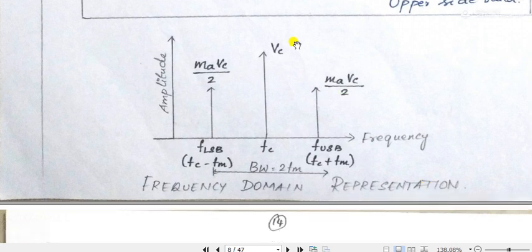The amplitude of the carrier is denoted as Vc. The amplitude of the lower sideband is Ma Vc by 2. The amplitude of the upper sideband is Ma Vc by 2. The bandwidth between the upper sideband and lower sideband is 2 fm.